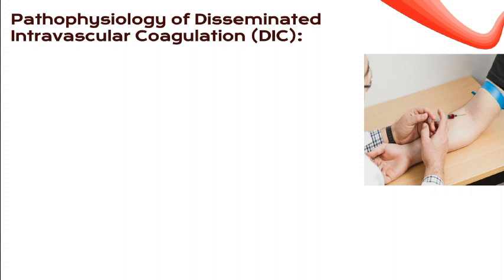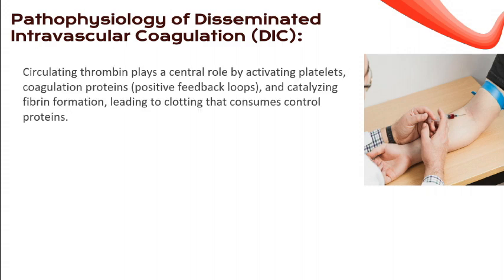First things first, coagulation can kick in at any moment due to specific triggers. But when DIC is initiated, it follows a fascinating yet predictable sequence of events. Our main character in this story is circulating thrombin. This little player activates platelets, coagulation proteins, creating positive feedback loops, and catalyzes fibrin formation. Essentially, it sets off a cascade of clotting events, consuming control proteins along the way.